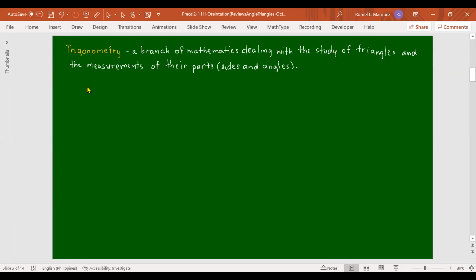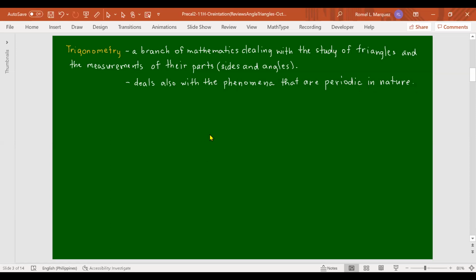So sides and angles. Trigonometry also deals with the study of those phenomena or occurrences that are periodic in nature. In nature. So what do we mean by this?